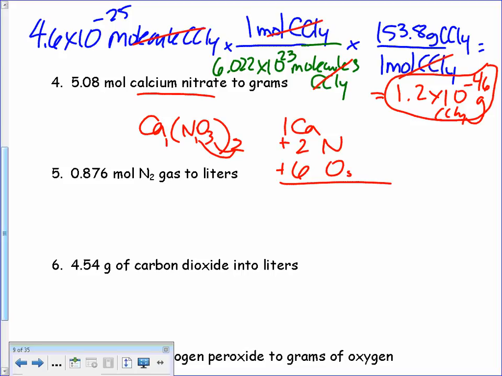Yeah. What's the number? No. I want to know the grams of calcium nitrate. What's the molar mass of calcium nitrate? That's what I got. Sorry. So that's what you're going to use in your conversion. But I'm not writing the answer up there just yet. You guys keep working.